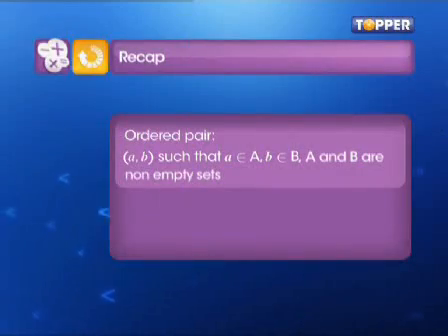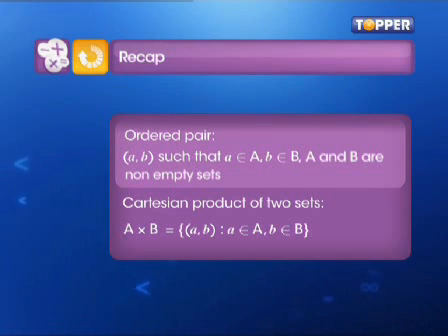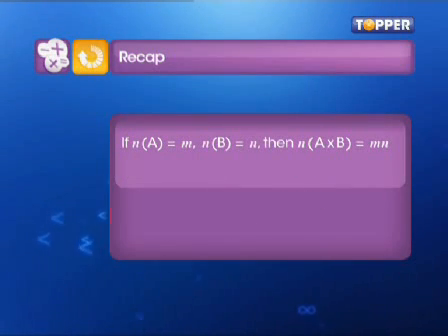An ordered pair is a pair of elements grouped together in a particular order. The Cartesian product A cross B of two non-empty sets is given by A cross B is equal to the set of ordered pairs (a, b), where a belongs to A, b belongs to B, and it's the set of all such ordered pairs. If set A has m and set B has n elements, then the Cartesian product A cross B will have, right, m times n elements.